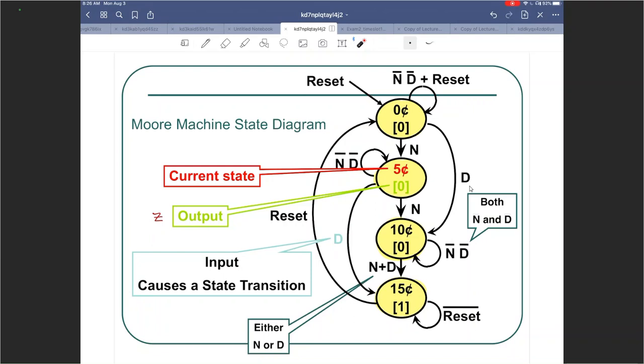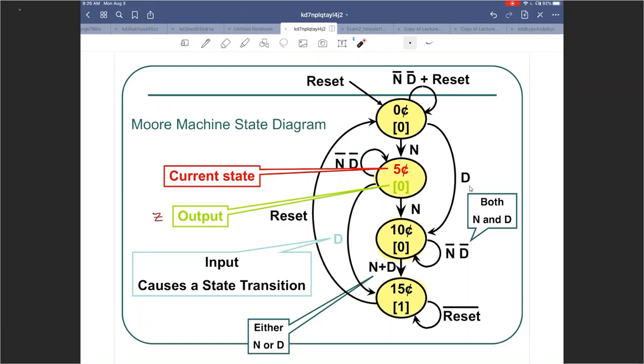From any state, you have to talk about all the possible arrows coming out of each circle. So if you are at 0, there are probably 2 very obvious arrows that go out of that state. One is when the input is nickel and when the input is dime, so N and D. If you get a nickel, you go to the state of 5 cents, and dime, you go to the state of 10 cents. Or you might stay there and you don't get a nickel or a dime, or you keep pressing reset. That's going to qualify as a self loop.